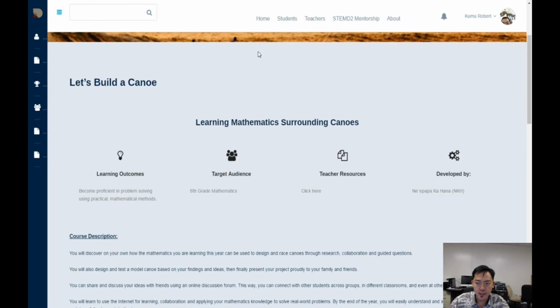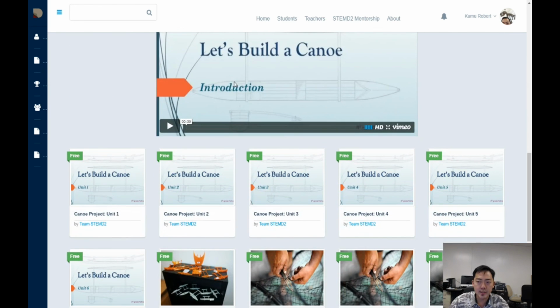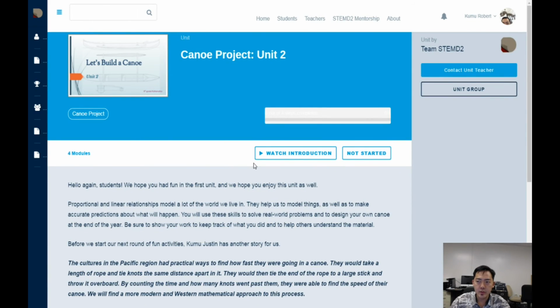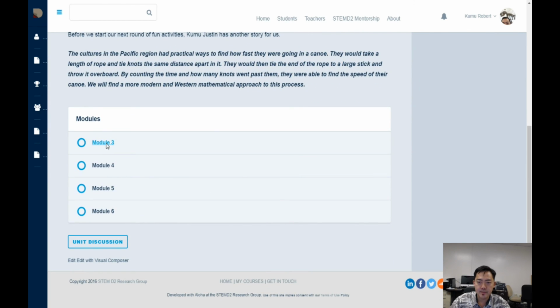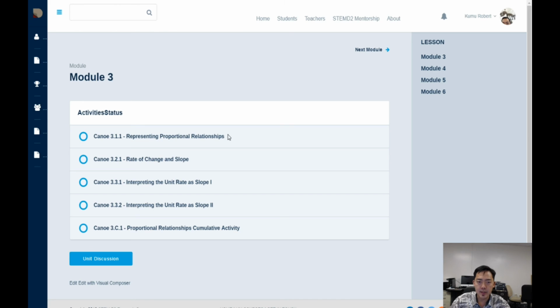Now we're going to go down to Unit 2, because Module 3 is in Unit 2 of the Go Math book. Just like in Unit 1, Unit 2 has a short video and a short story that goes along with it. So you can watch the video and the story, or you can just go down to the modules. So let's go down to Module 3. Then we'll end up in this page with a list of activities for Module 3.